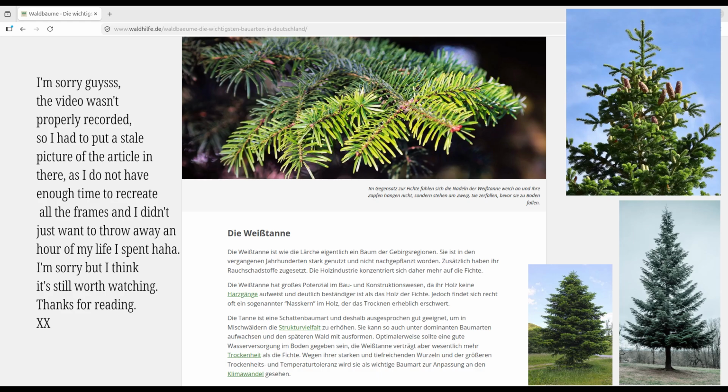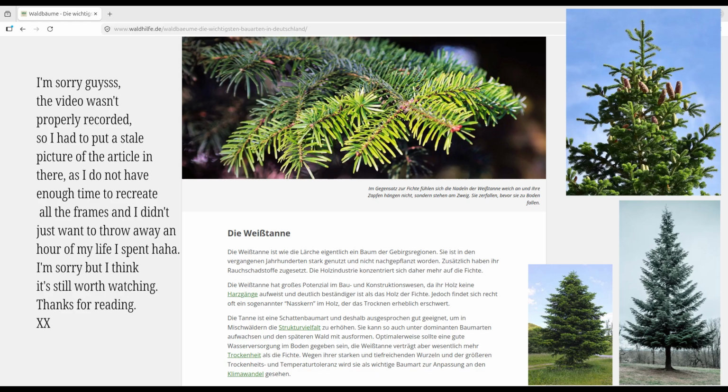Und deutlich beständiger is, and a lot more consistent is, als, than, can also mean in terms of time, like when, but beständiger ist als, than, das Holz der Fichte, the wood of the spruce. So, that was a very long sentence. We're just going to read it again in German. Die Weißtanne hat großes Potenzial im Bau- und Konstruktionswesen, da ihr Holz keine Harzgänge aufweist und deutlich beständiger ist als das Holz der Fichte.